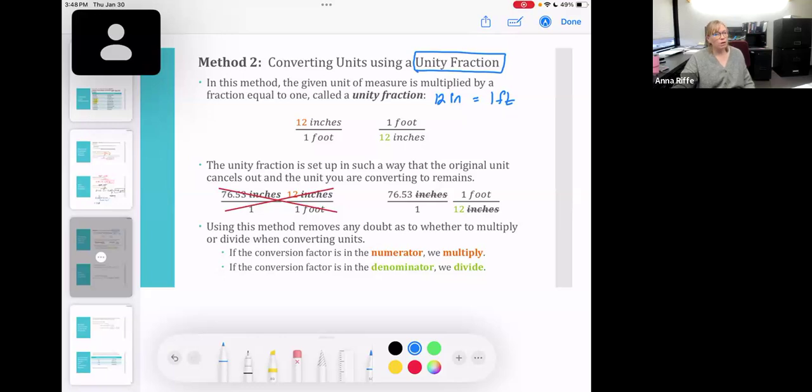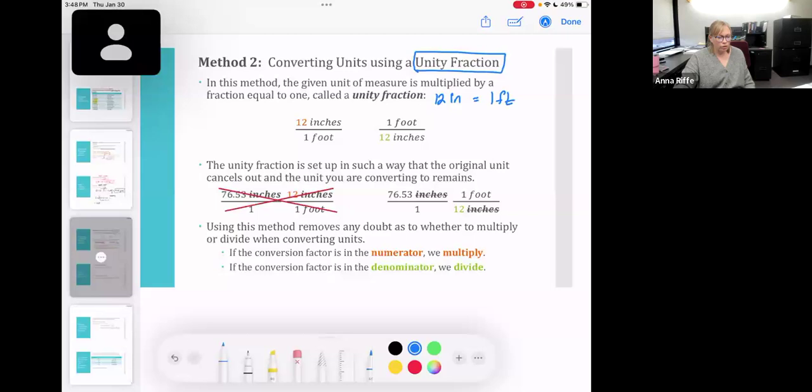Just as an aside, we call it the unity fraction because whenever we divide something by itself, we always get 1, which is the unit. It's the numerical version of a unit. And when we take 12 inches divided by 1 foot, we're dividing something by itself, essentially 2 equal things. You don't need to know that part, but in case you're interested.